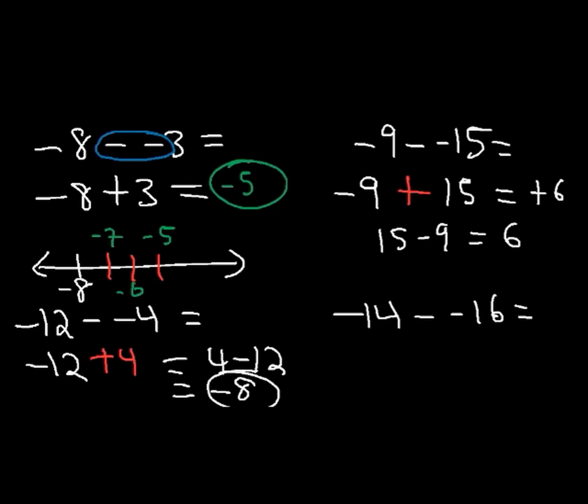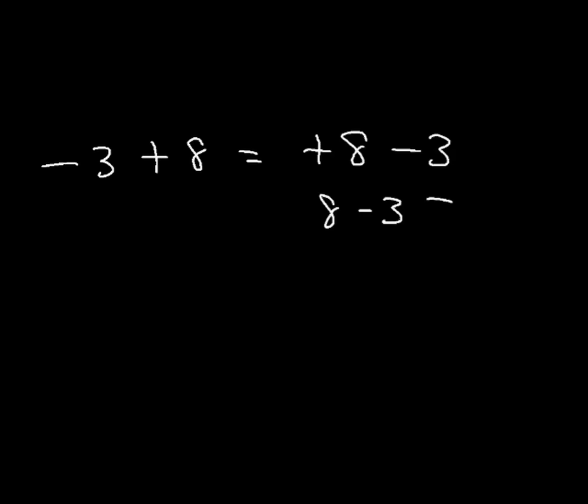Here we have negative 14 minus negative 16, so that's negative 14 plus 16. And negative 14 plus 16 is the same as 16 minus 14, which equals 2. So keep that in mind. You can always reverse the order. If you have negative 3 plus 8, you can switch it. The 8 is positive, the 3 is negative. So this is the same as positive 8 minus 3, which is just 8 minus 3. And that's equal to 5.